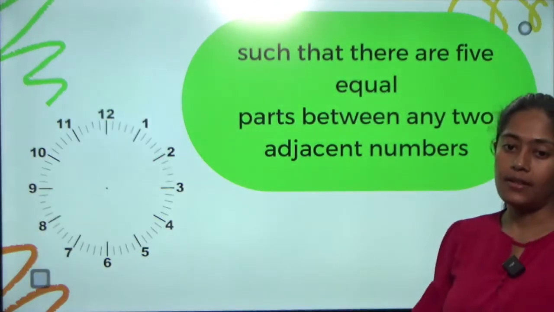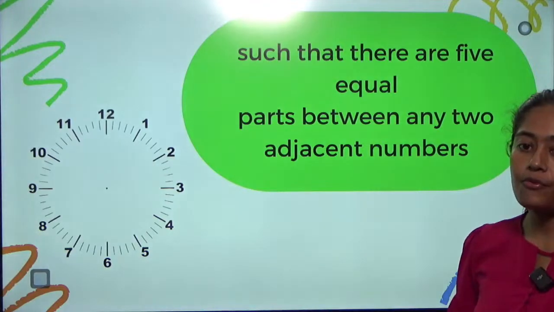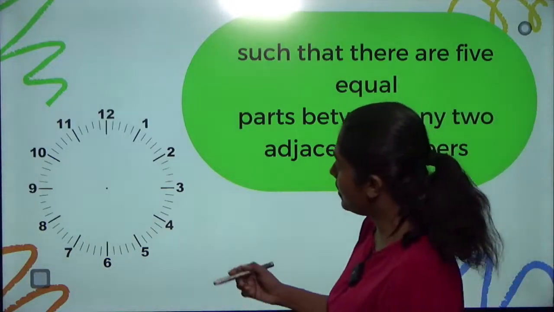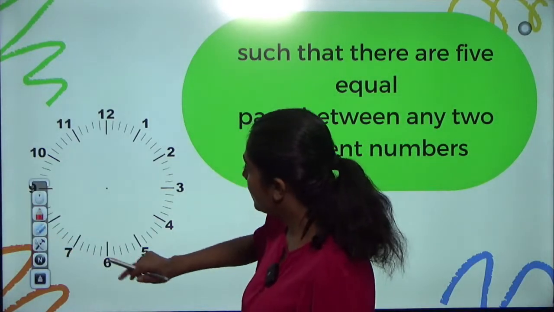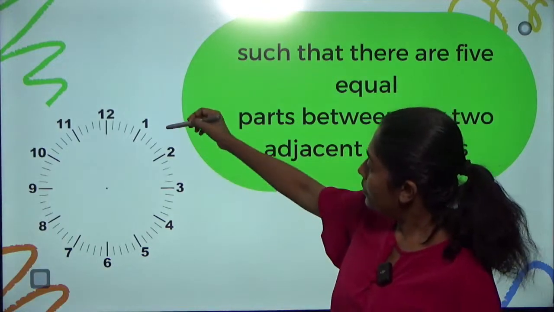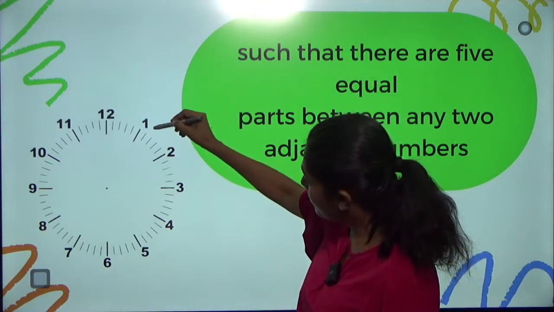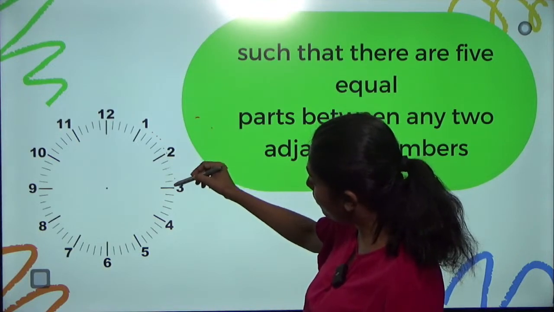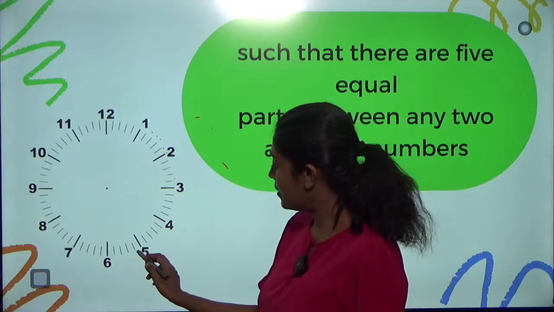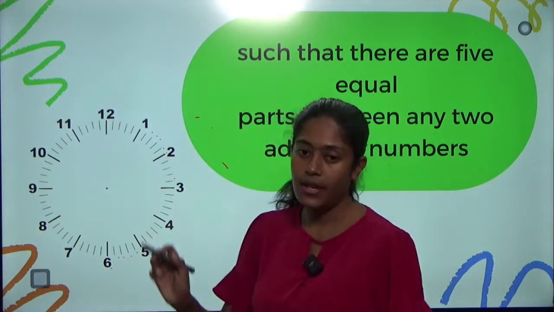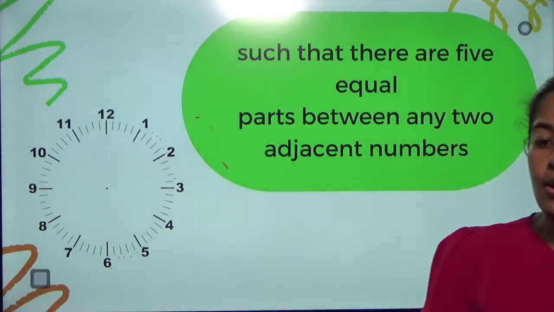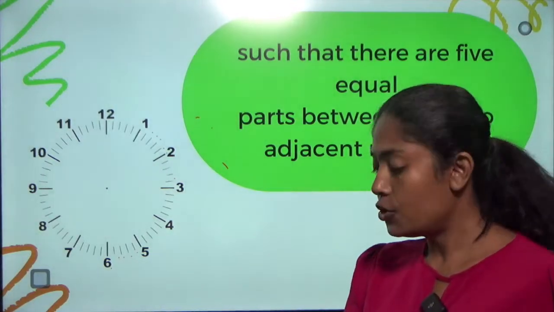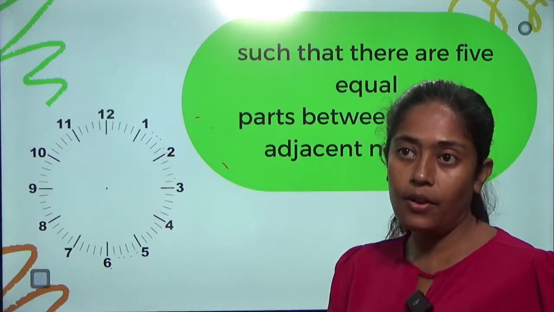Look at this one. There are 5 equal parts between any two adjacent numbers. Can you see that? From 1 to 2, how many? 1, 2, 3, 4, 5. 2 to 3, 1, 2, 3, 4, 5. Here, we will take 5 to 6. How many? 1, 2, 3, 4, 5. Like that, there are 5 equal parts between adjacent numbers. Adjacent means the number one after the other.